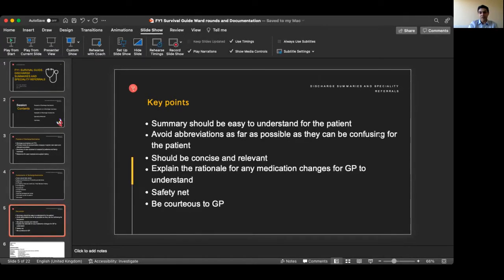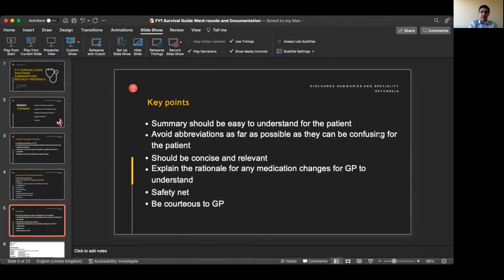In your discharge summary, it's really important to explain the rationale for any medication changes so the GP can understand. Remember, your GP is going to look after your patient in the community. They are the ones who look after this patient there. So if you've made any changes to medication, it's important for them to know why. A lot of the time GPs write back to your consultants and ask why this has been started, whereas you can save this by just explaining it in your discharge summary.